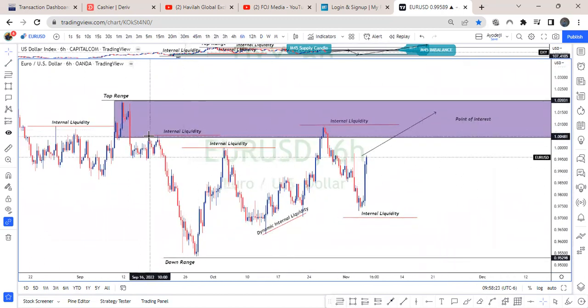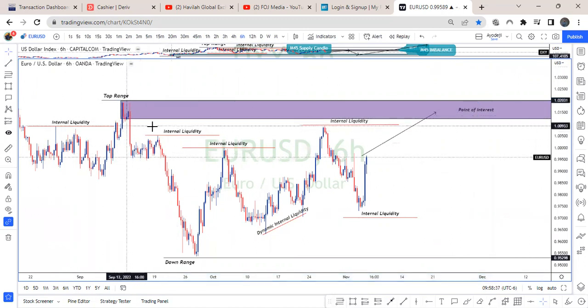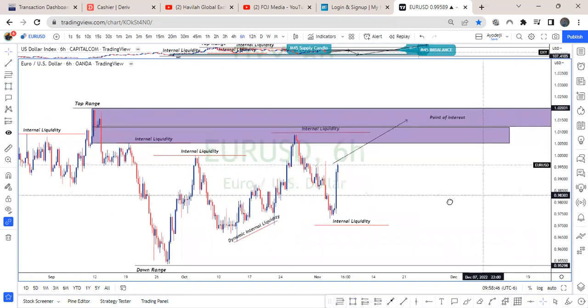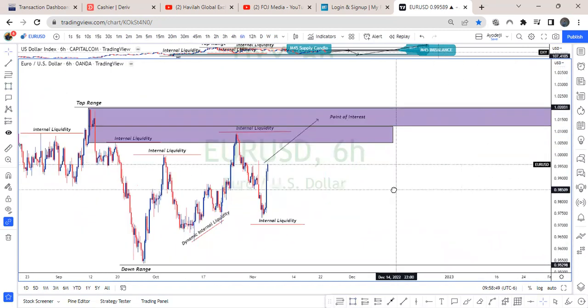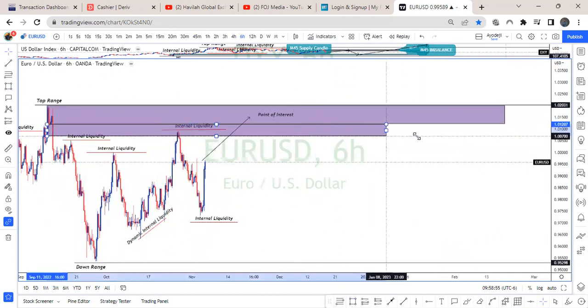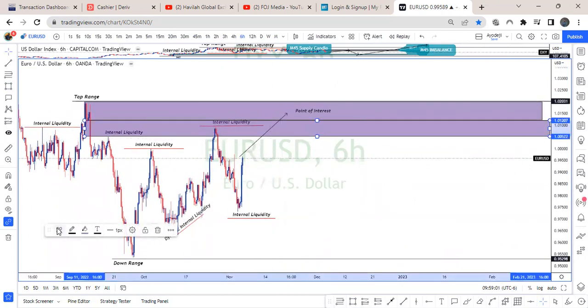Remember, on the DXY we also saw an imbalance on the DXY. So let me now streamline my point of interest to this zone. There is an imbalance here. This is an imbalance. Imbalance is from here to here. Yes, that's the imbalance. It's just to understand what you're doing and just apply everything that you've been taught. So this is an imbalance here. This is an imbalance. So let me pick the imbalance. That's an imbalance.